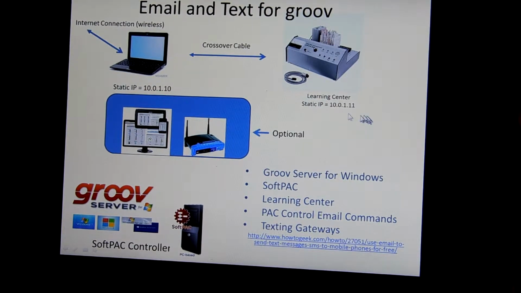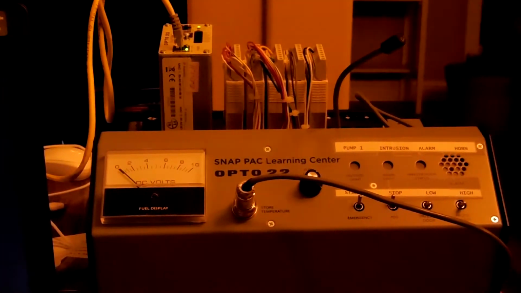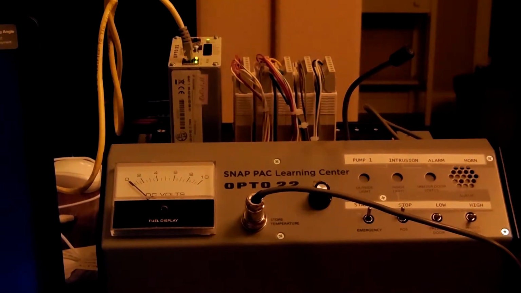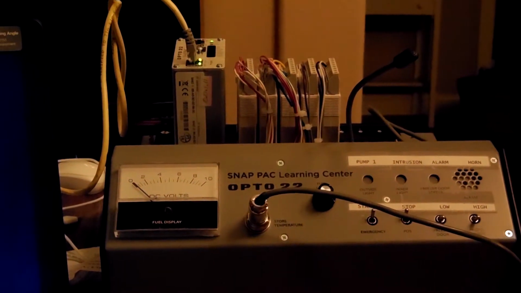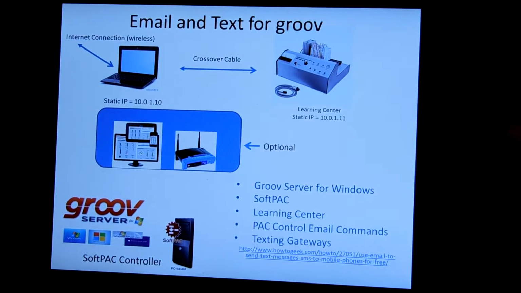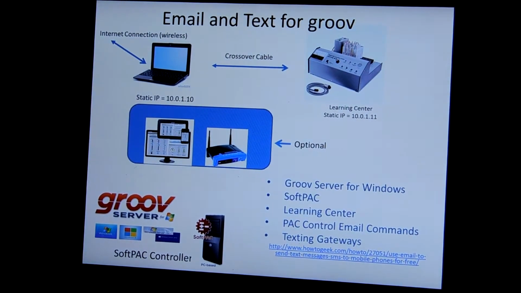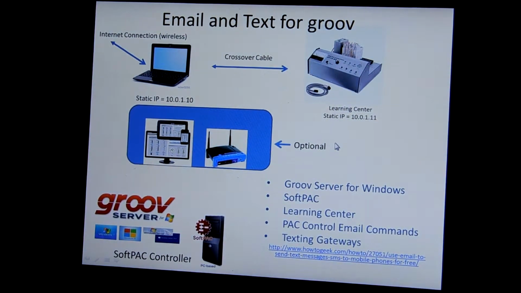So this is the setup. I've got a static IP on my Learning Center. It's an R1 controller, just as is here. I'm going to pan over to the Learning Center. There's my Learning Center. There's nothing special about it. It's got the ICTD, and it's got the pot and some switches and stuff, and I'm using all that in the demo. So what I'd like to start with is showing the Groove right off the bat here.